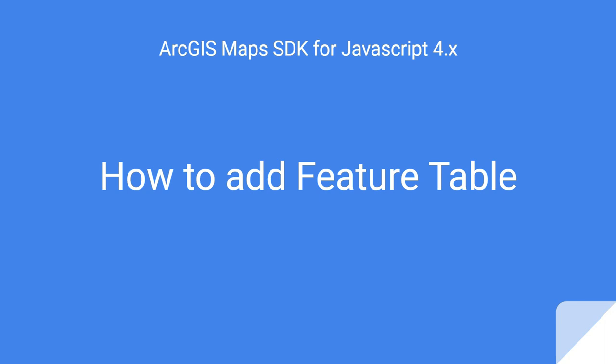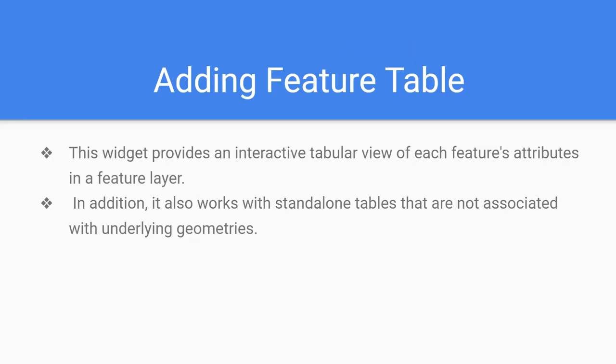In the last video we have seen how to query a feature layer, and in today's video we are going to see how to add a feature table to the web application. Basically, when we have a feature on the map, we want to see the information about that feature. We need some table kind of information, we need to get details about the feature. For that we are using the feature table.